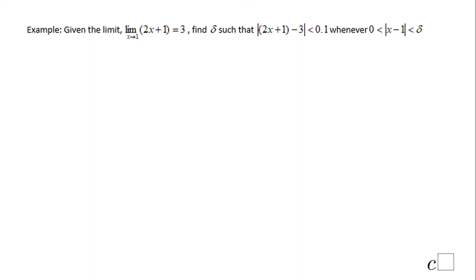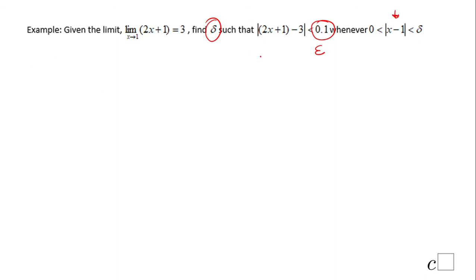We have here a limit given to us, the limit when x approaches 1 of 2x plus 1 equals 3, and we need to find delta such that the absolute value of 2x plus 1 minus 3 is less than 0.1. This is epsilon. So for a given epsilon, we need to find a delta. You'll notice we're going to do the math and we're going to get this delta.